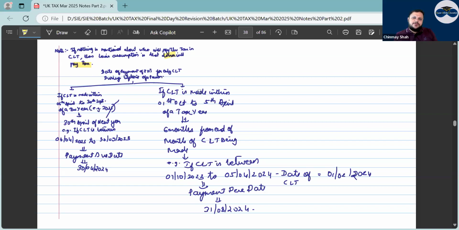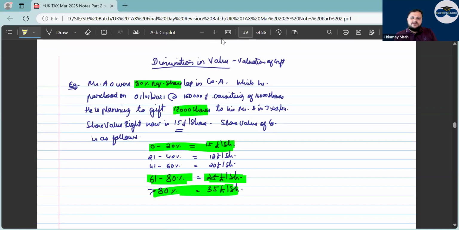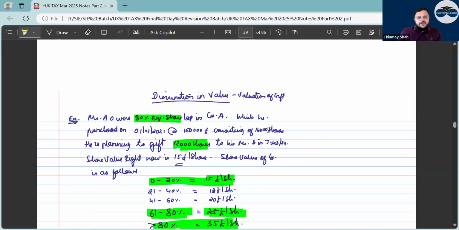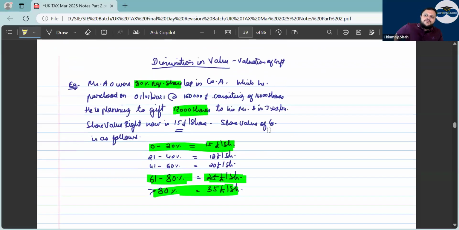This has been asked in exam before. It is a favorite question of the examiner in Section B to ask you what will be the value. What will be the taxable value? And the other, when will the payment be made, correct? Then diminution in value, right? Diminution in value, valuation of gift, correct?